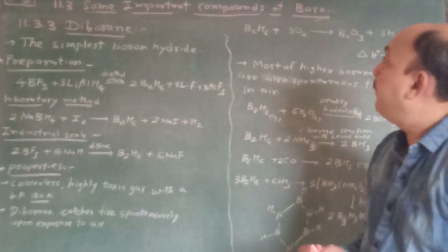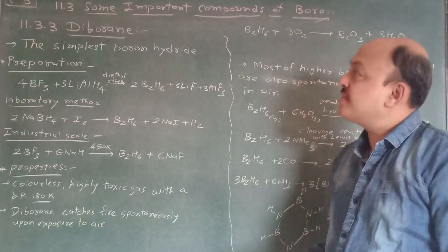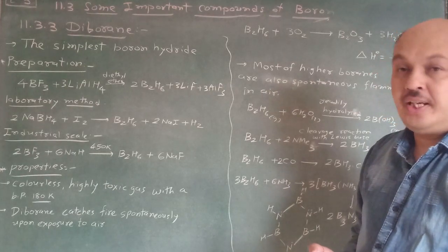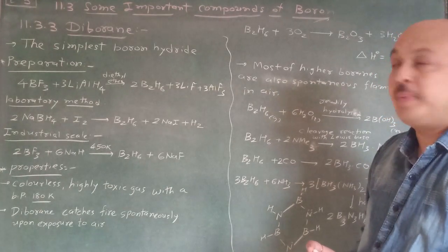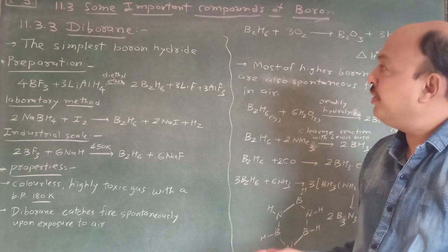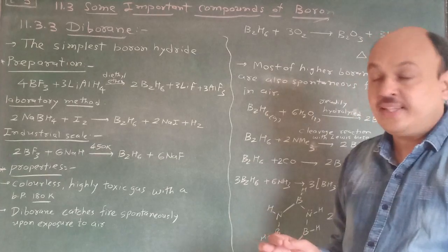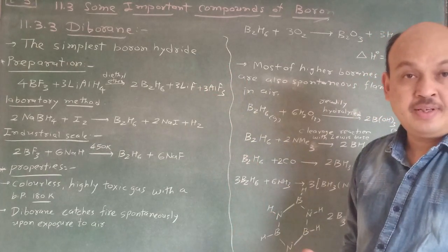In Unit 11, P block elements, Standard 11, Lecture number 5, 11.3, topic number some important compounds of boron. We continue. First we finish borax, then orthoboric acid, then we continue with diborane.